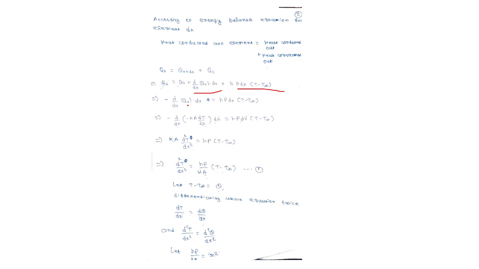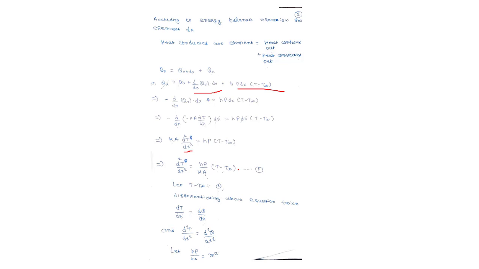Now we know that q is equal to minus kA dT upon dx, and dx, the thickness, is common on both the left hand side and right hand side, so we can cancel it. Differentiating this term, k and A are constant, and the derivative gives d square T upon dx square. Now rearranging this equation we get d square T upon dx square is equal to hP upon kA times (T minus T infinity).